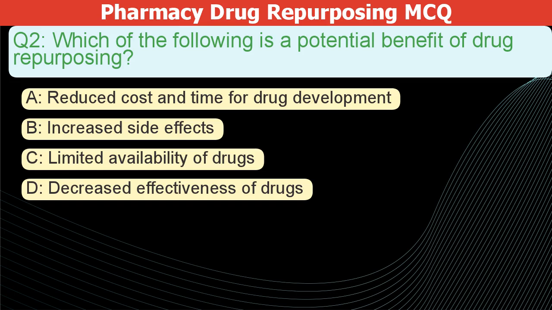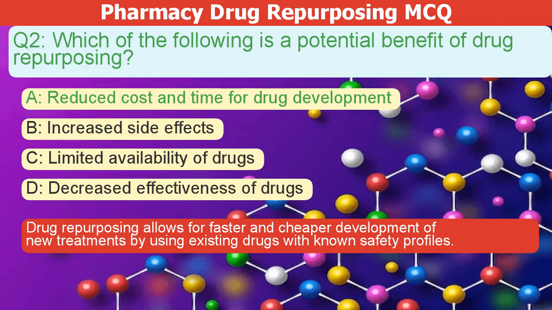Which of the following is a potential benefit of drug repurposing? A. Reduced cost and time for drug development. B. Increased side effects. C. Limited availability of drugs. D. Decreased effectiveness of drugs. The correct answer is A.